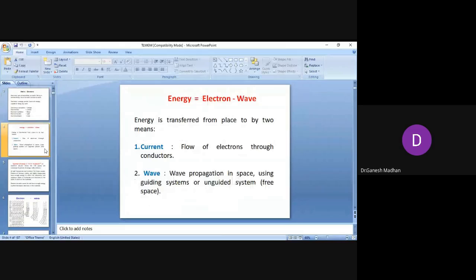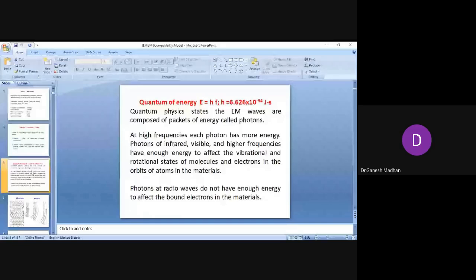So this we have already seen. Have I explained this slide? Yes, sir. Okay. So now I am in the next slide, slide number 5. So this is what I have been doing now. Quantum of energy. So has it come? Slide number 5. No, sir. It is in 4, sir. Energy equal to electron hyphen wave. Has it come now? Yes, sir. Now it is coming, sir. I think maybe it's taking a delay.